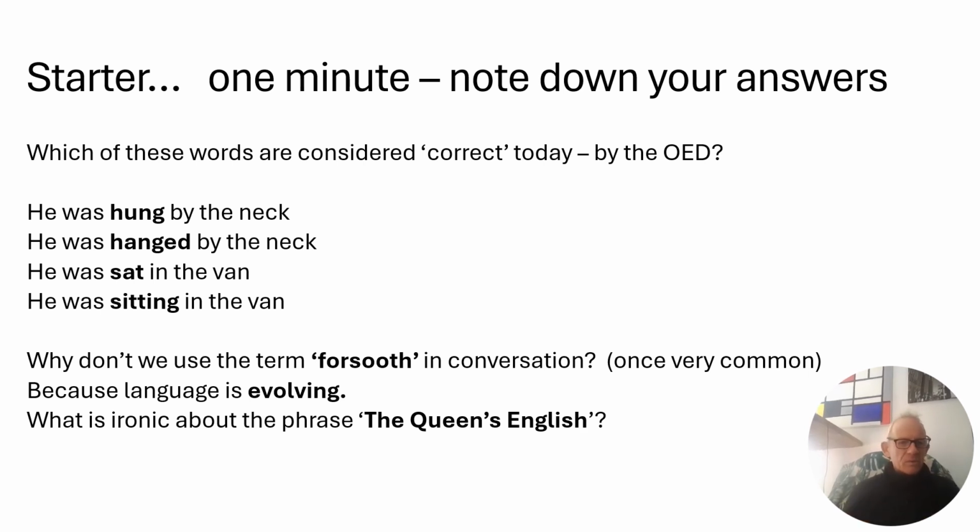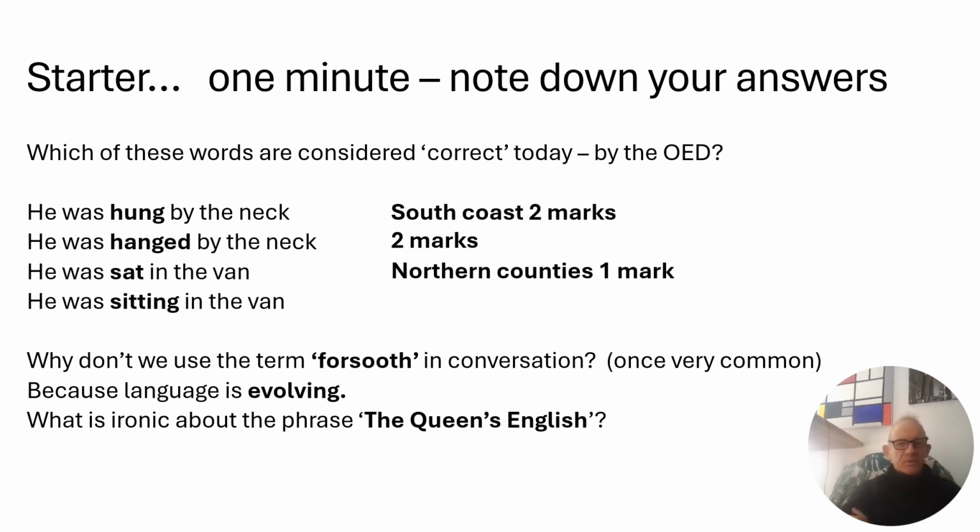Okay, all right. So, he was hung by the neck. Let's look at the answers. Well, if you're from the south coast, you'd be more correct because that's considered a regional dialectal variation. However, for the rest of the country, 2 marks if you say hanged by the neck. He was sat in the van. Well, northern, that would be a correct answer. The Oxford English Dictionary would claim that both are acceptable, but sitting in the van is the one that the Guardian readers will be talking about.